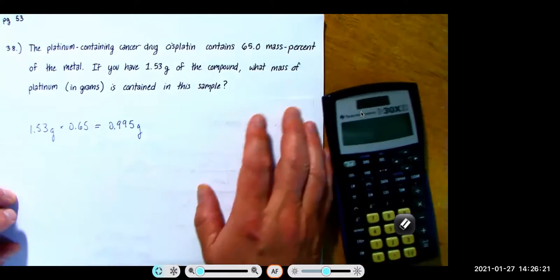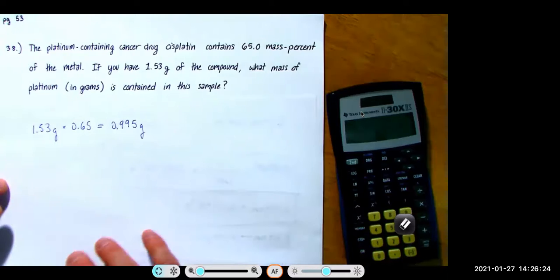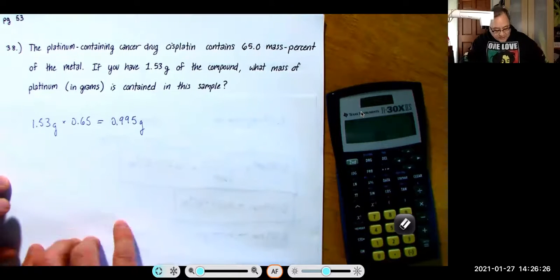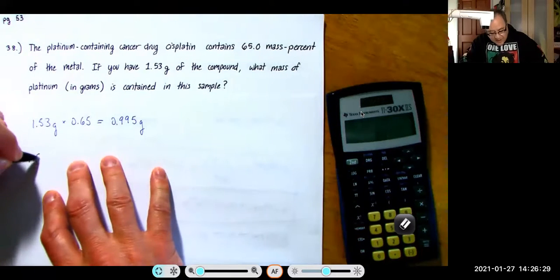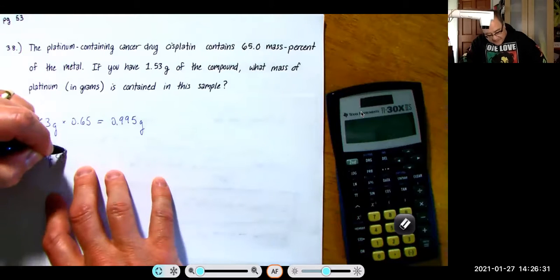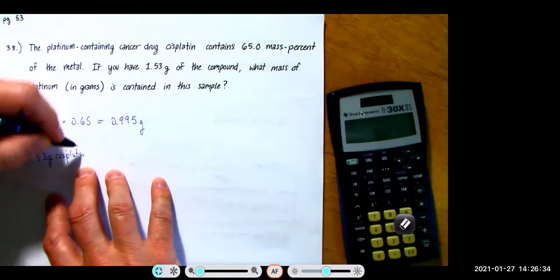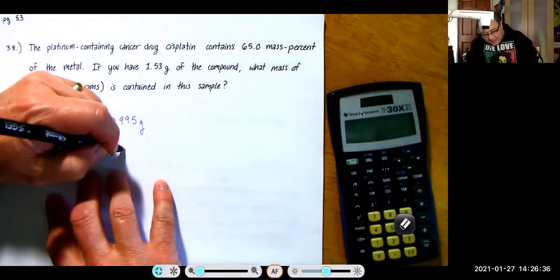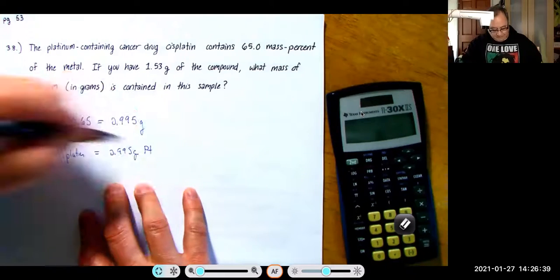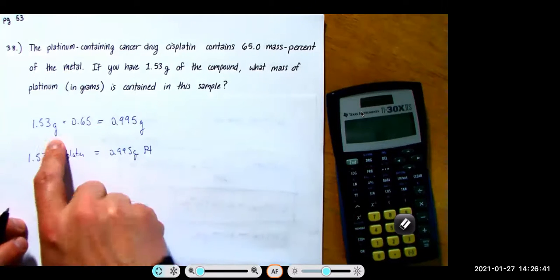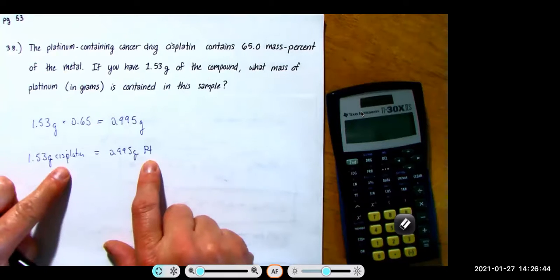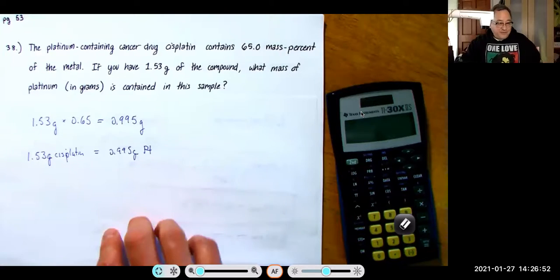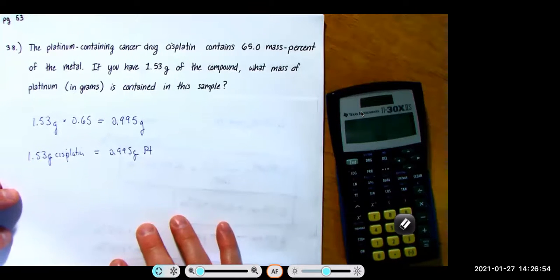I mean, what would be wrong with that since it's 65% and 35%? Because this is 1.53 grams of cisplatin, right? Right. And that equals 0.995 grams of platinum. How does it go from cisplatin to platinum? I mean, you take away the cis. You just do it because, well, because you know it's right. I don't know. Let me show you a better way to do it.